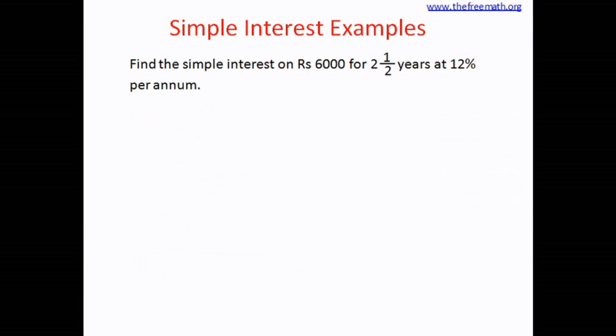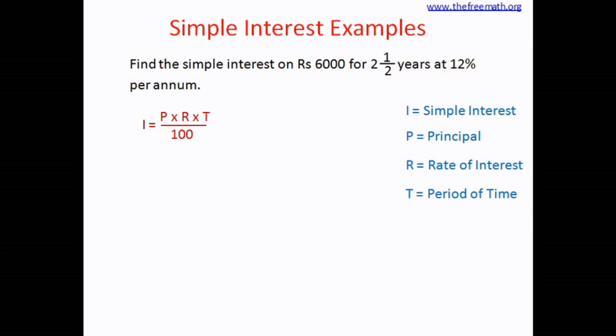Let's look at the next problem. Find the simple interest on 6000 rupees for 2.5 years at 12% per annum. Now what is different in this problem? You can see that this problem has one mixed number, which is 2.5. Again, the formula is PRT divided by 100.